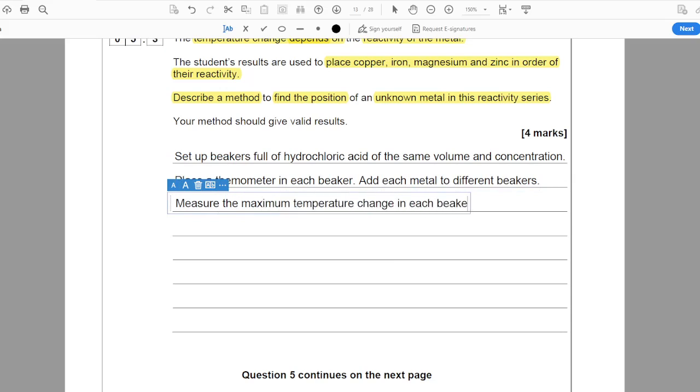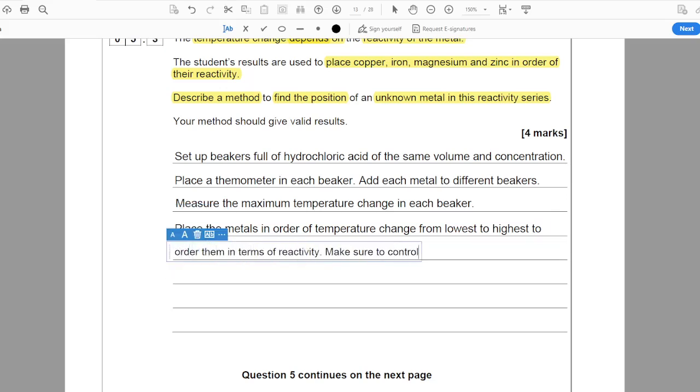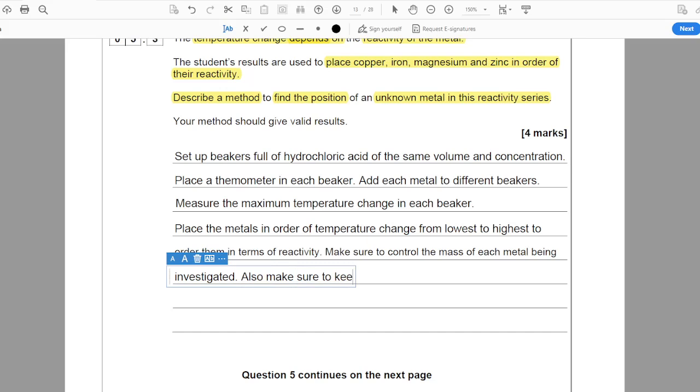Another way you can do this is using a stopwatch and just measuring how much time it takes for it to disappear, and then the faster it disappears, the more reactive it is. But in this case, the higher the temperature change, the higher up it is in the reactivity series. For the last mark, just say something you will control. So you will control the mass of each metal added to the beaker and the concentration and volume of the acid used.